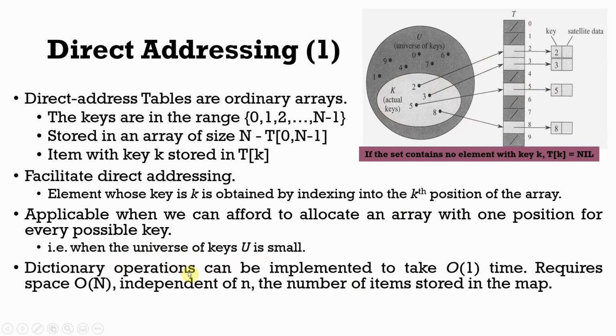If that's the case, dictionary operations can be implemented to take order of one time, and require an auxiliary space of O(n), independent of the number of items stored in the map. So 2 goes to index 2, no matter how big the table is. 8 goes to index 8, no matter how big the table is.